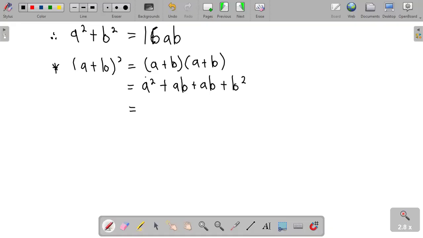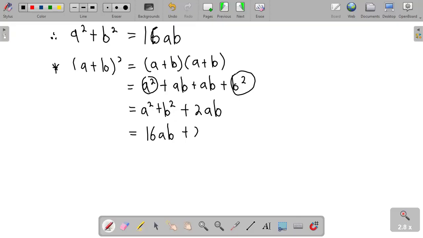So we can group a squared and b squared together in it. So we have a squared plus b squared. And then ab plus ab becomes what? 2ab. And then a squared plus b squared is what? Is 16ab plus 2ab. So this is equal to 18ab. See? So this is the kind of question that requires you to think out of the box a bit.